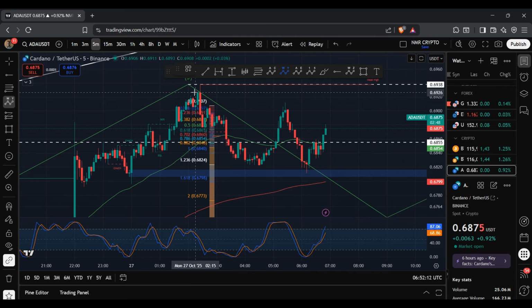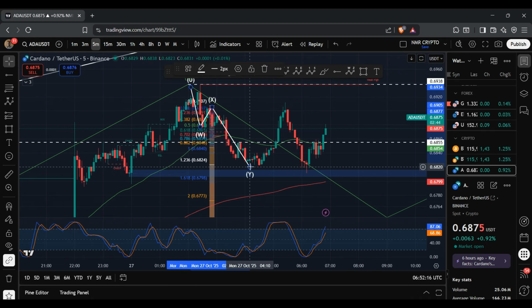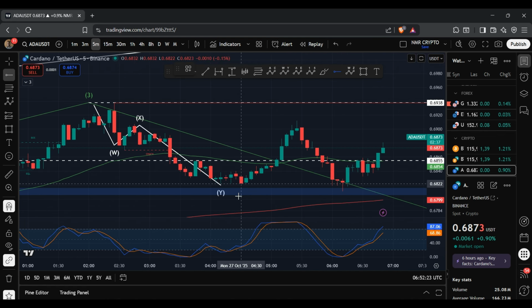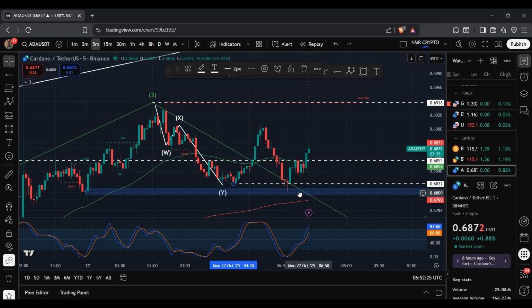And so what we ended up having forming on this move to the downside was a WX structure, like so, and that was then followed by this corrective move to the upside, followed by this move to the downside, where we ended up actually breaching below the previous local low at 68.22 cents.